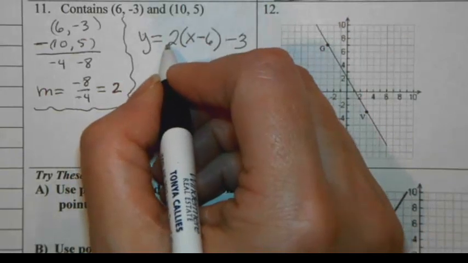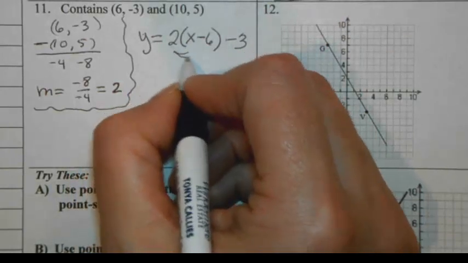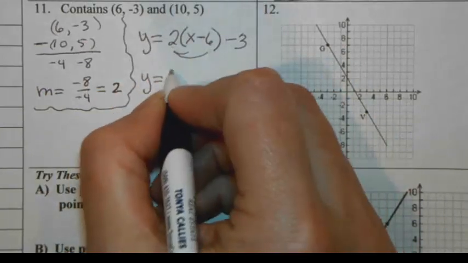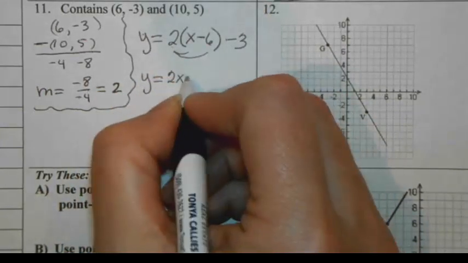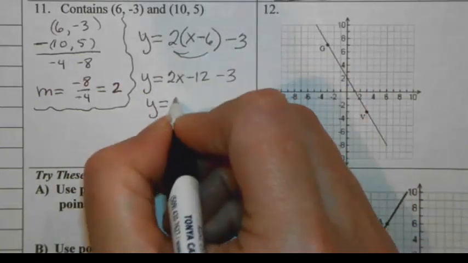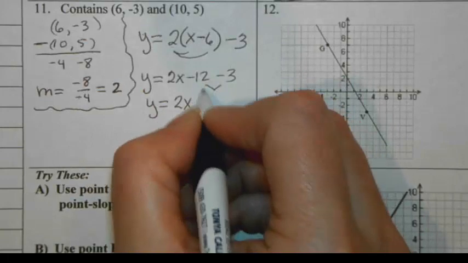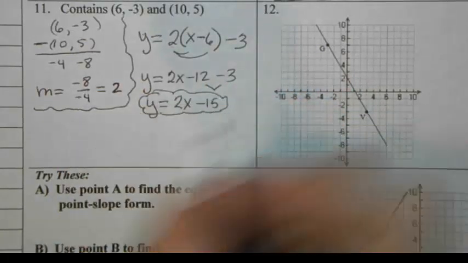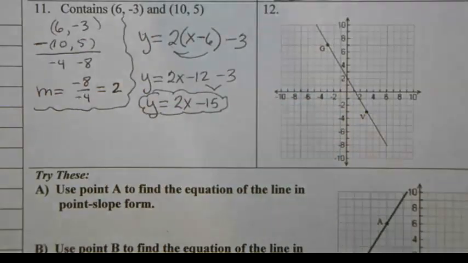Okay, so I am going to just simplify now, put it into slope-intercept form. Y equals, bring the 2 through the parentheses, so it's 2x and -12. And -3 combines down to y equals 2x minus, looks like 15. There's our answer.